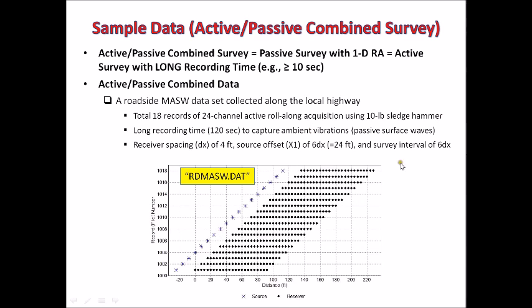So it was basically an active survey to generate a two-dimensional velocity cross-section at the end, but the only difference was it adopted a long recording time of 120 seconds. So the recording was triggered by this active source of 10-pound sledgehammer, but it continued for much longer than normally used in active survey, so that it can capture ambient vibrations, which basically consist of passive surface waves. In that sense, this is called active-passive combined survey.